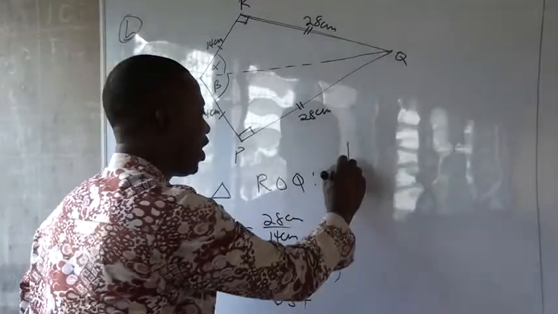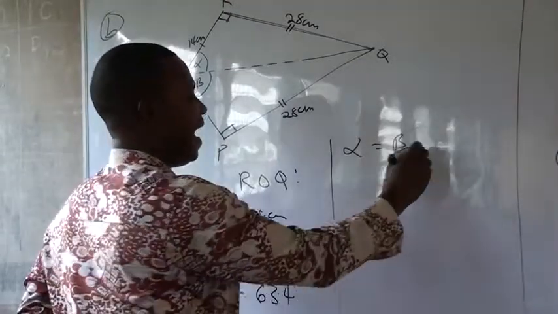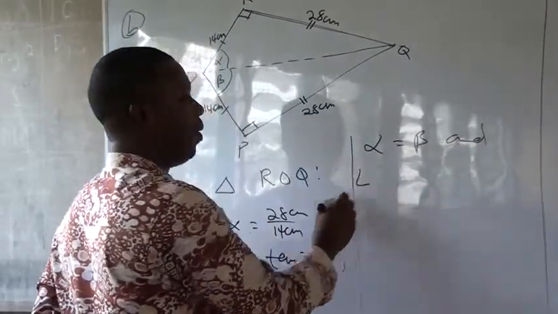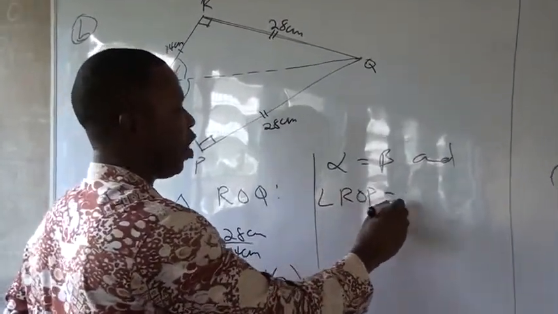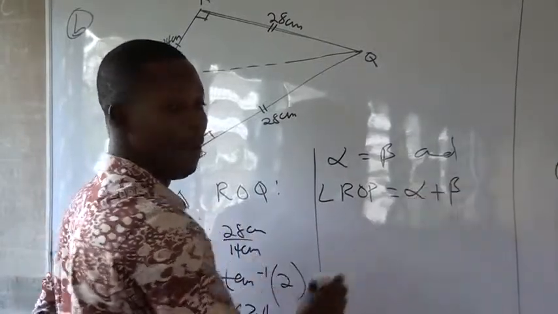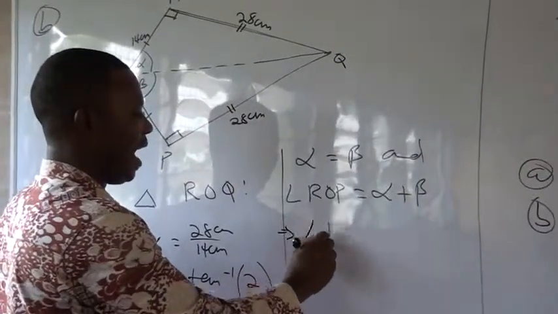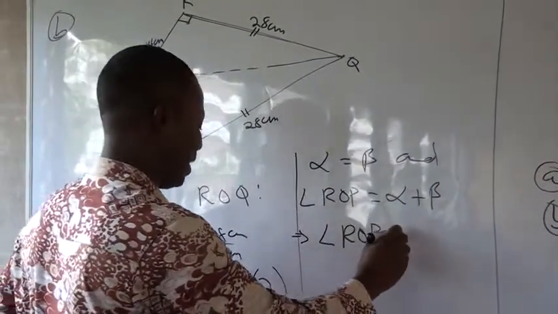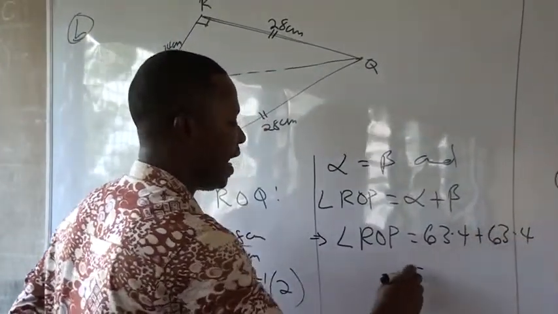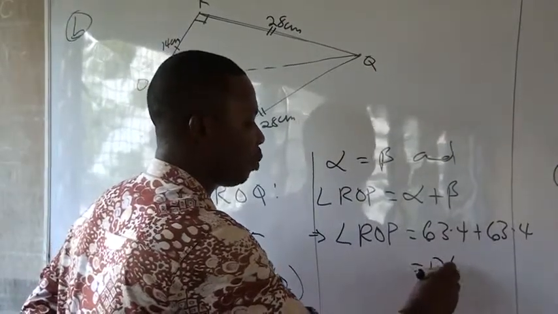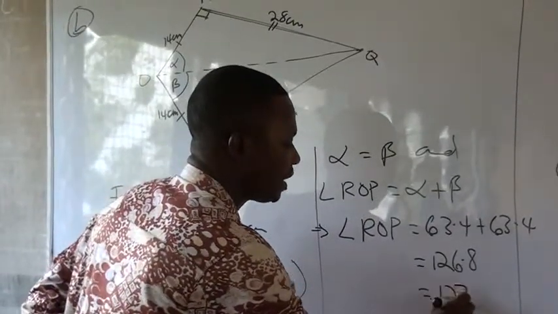Okay. But we also know that alpha is equal to beta. And the angle we say we should find, ROP, is equal to alpha plus beta. Is that not it? Yes. This follows that angle ROP is equal to 63.4 plus 63.4. What do we get? 126.8. To the nearest degree becomes 127 degrees.